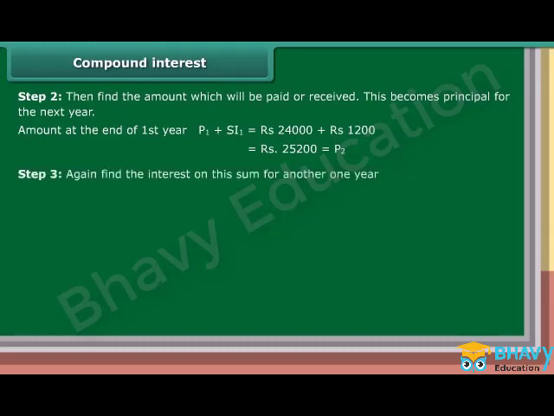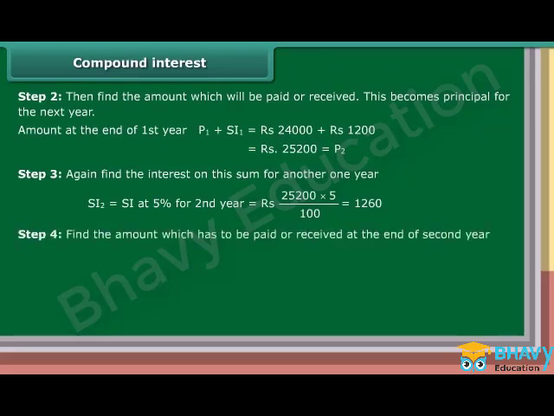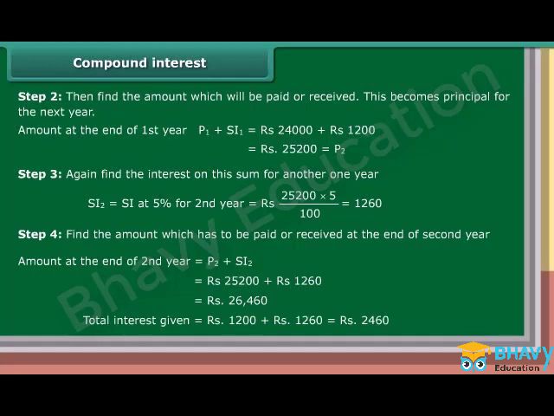Step 3. Again find the interest on this sum for another 1 year. SI2 is equal to SI at 5% per annum for the second year, which is equal to rupees 25,200 into 5 upon 100, which is equal to rupees 1,260. Step 4. Find the amount which has to be paid or received at the end of the second year. Amount at the end of second year is equal to P2 plus SI2, which is equal to rupees 25,200 plus rupees 1,260, which is equal to rupees 26,460. Total interest given is equal to rupees 1,200 plus rupees 1,260, which is equal to rupees 2,460.